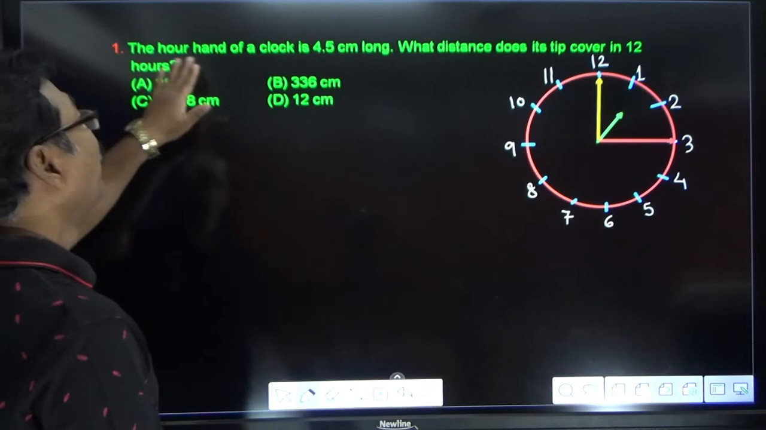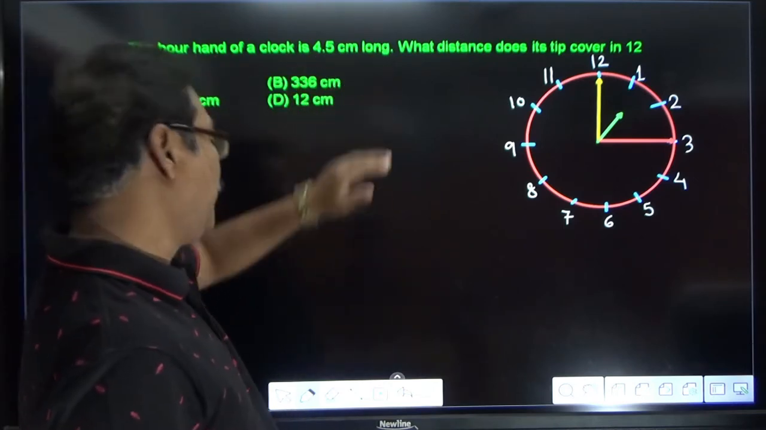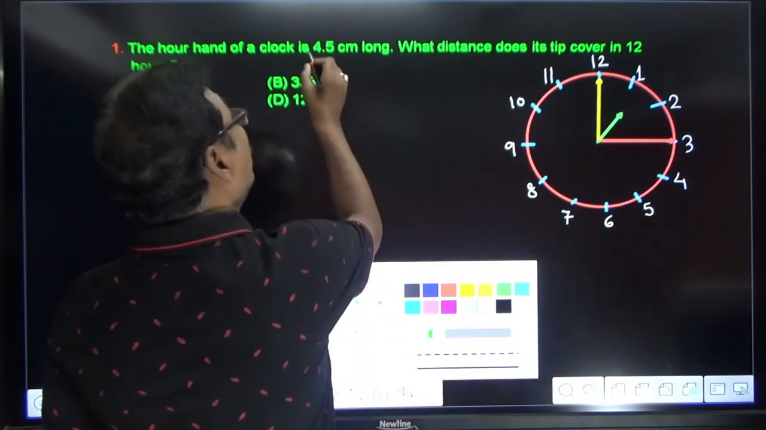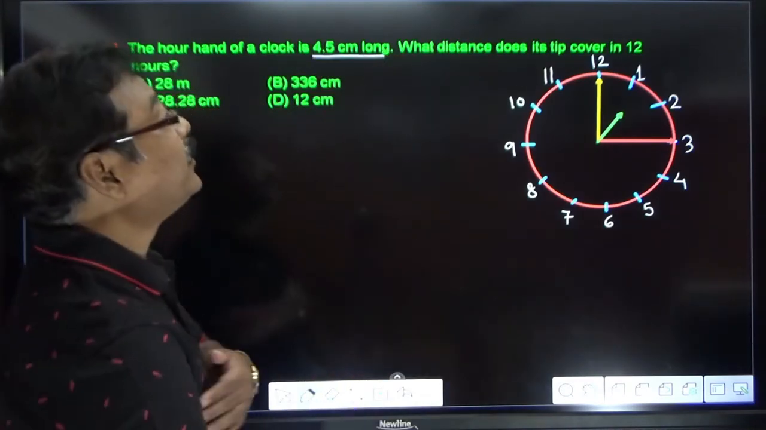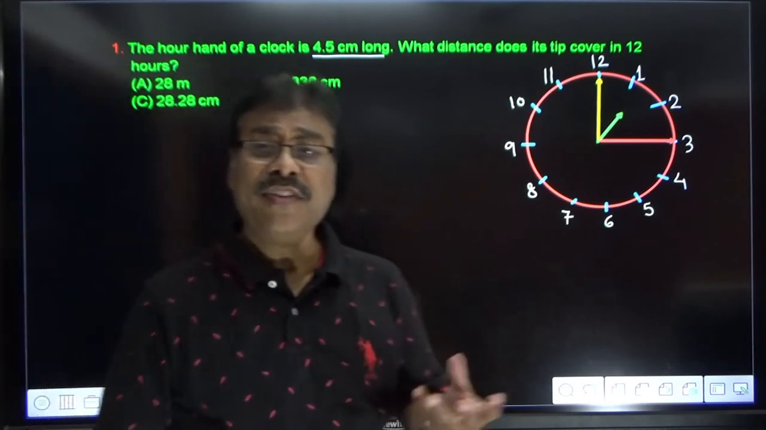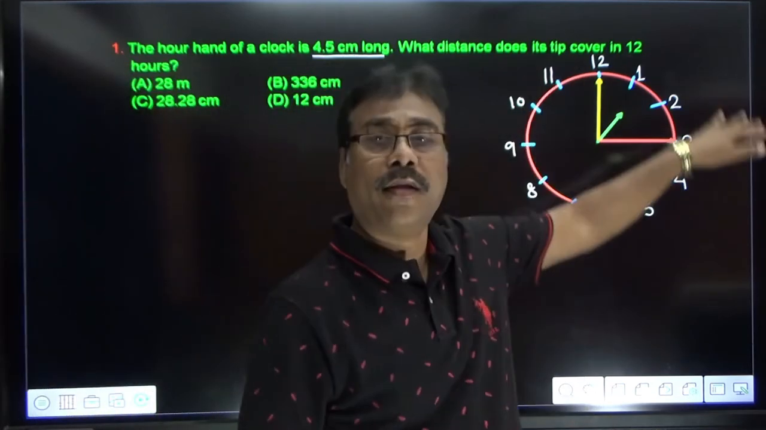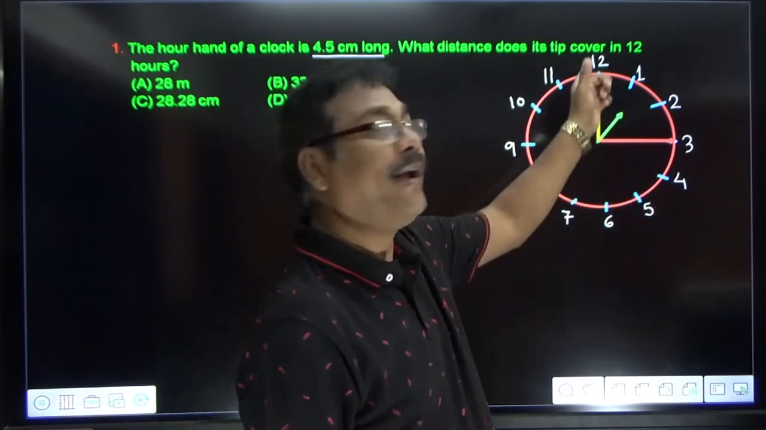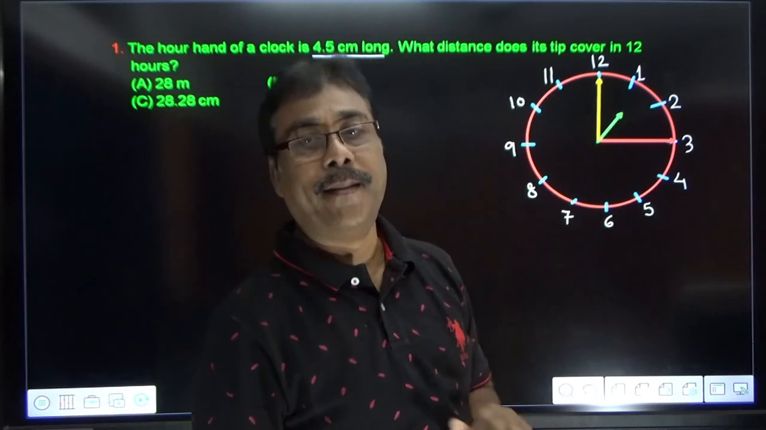First question: the hour hand of a clock is 4.5 cm long. What distance does its tip cover in 12 hours? Say this is a clock. Looks like a clock, no? This is the hour hand. Suppose this is the hour hand.